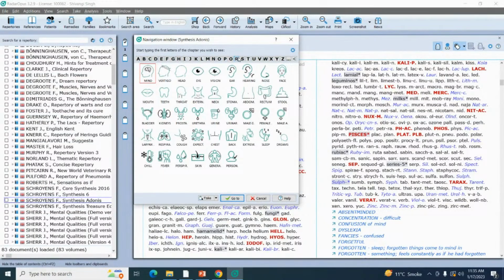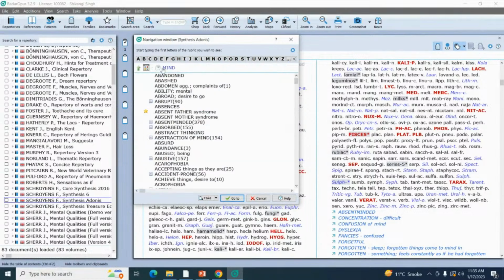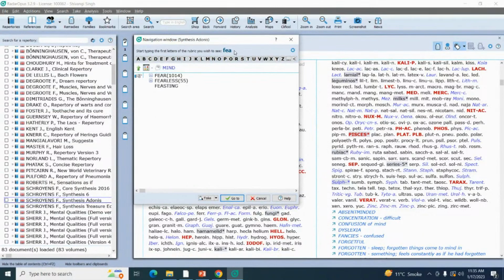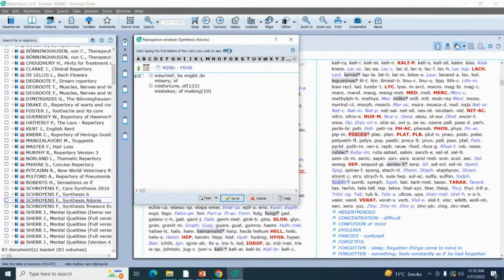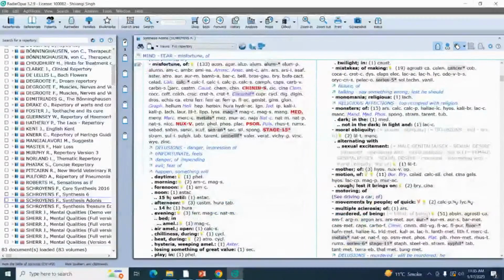Next symptom, my patient has the fear of misfortunes. Fear is also a mental symptom. I'm going to the Mind chapter again. I'm going to type here fear. Just write down the initial, you will get your rubric below. Fear, misfortunes of. Now Enter on this. Now my rubric has opened on my main display screen. From the Mind chapter, Fear is my rubric, misfortunes of is my sub rubric.